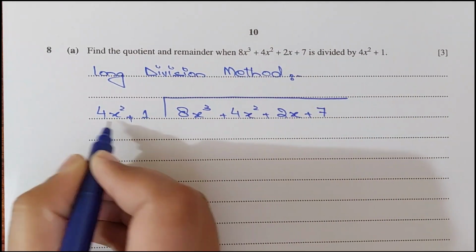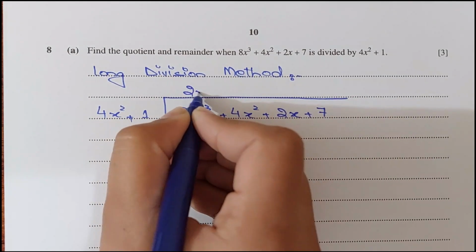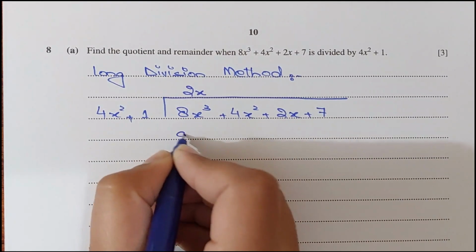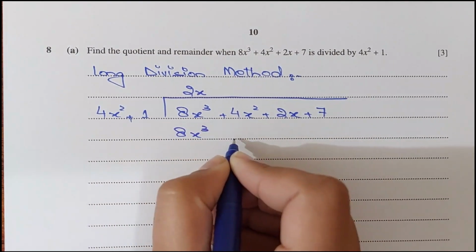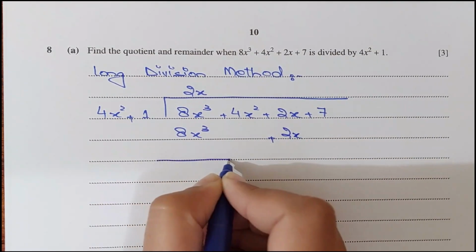So 4x square and we have 8 x cube. So 4 times 2 is 8 and x square times x is x cube. So 8x cube and plus 2x, right? Let me subtract this.